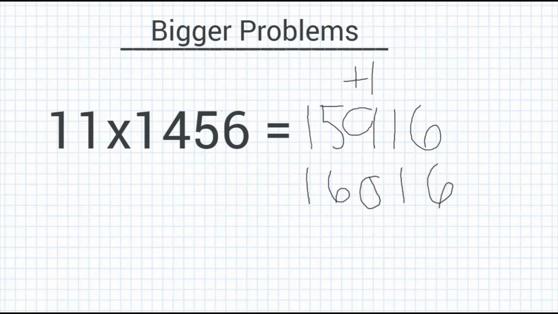16,016. And just like before, when we add 1 to the 9, it turns into 10. So we have to carry over the 10, which is why the 5 is greater and not the 9.